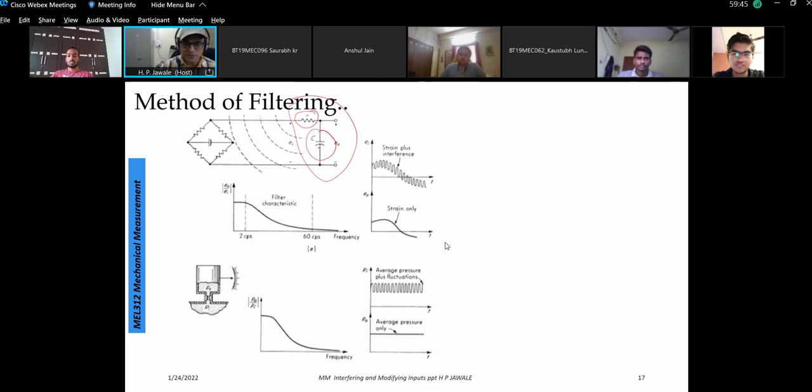After providing RC, we can find that this fluctuation has gone. It has been filtered by means of the resistance and the capacitor configuration. So only the strain will be indicated at the output. Right. Same thing if it is a pressure measurement.